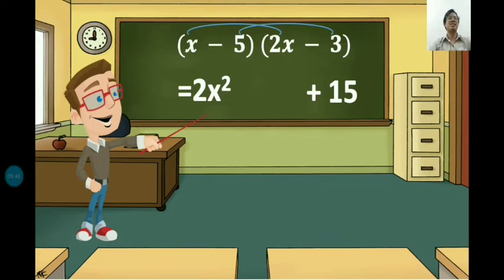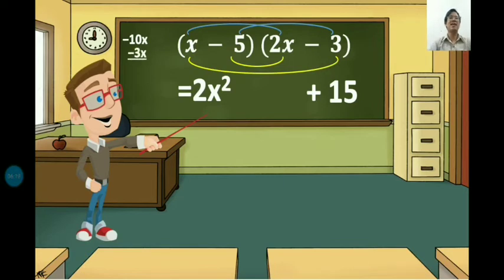Because you have to get the sum of the products of the outer term and the inner term in order for us to know the middle term for our final product here. So, let's start with the inner term, negative 5 times 2x. The answer is negative 10x. Now, let us proceed to the outer term. x times negative 3, the answer is negative 3x.